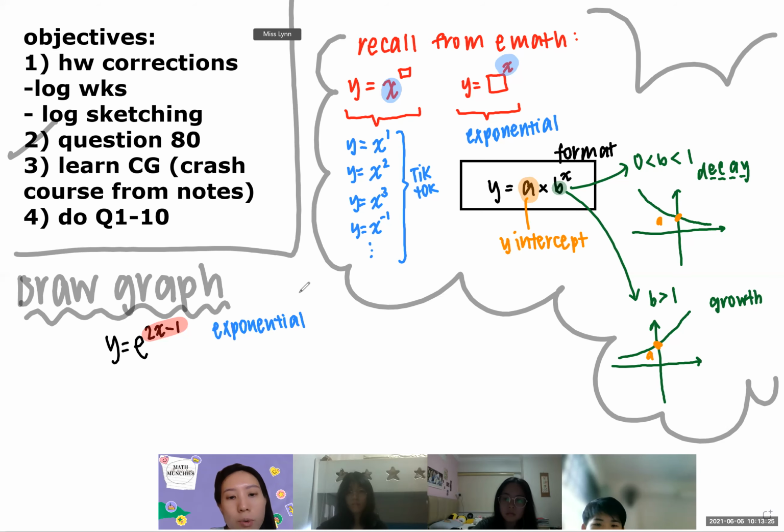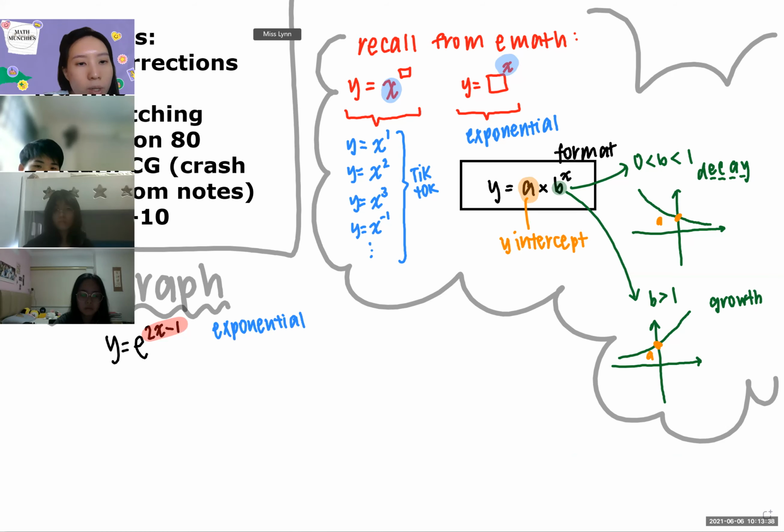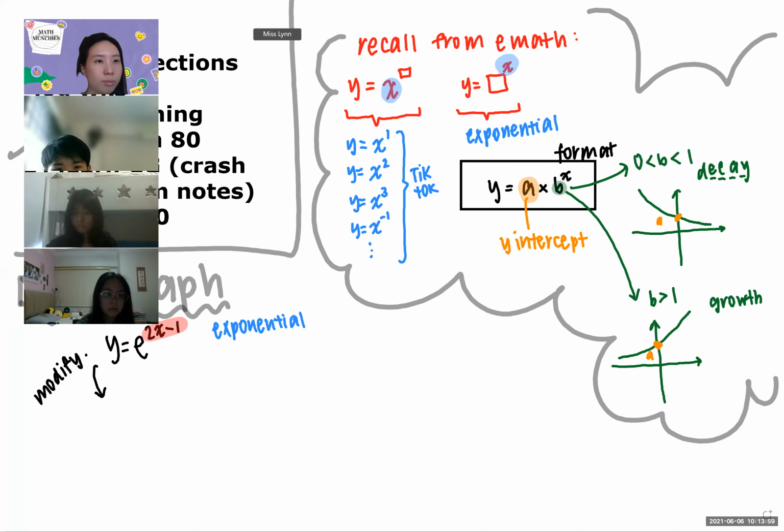Okay, so for an exponential graph we need to make sure it's in the right format. But can you see right now, it's not in my y equals a times b to the power of x format. So how are we going to modify this graph? One times e to the power of 2x minus 1.